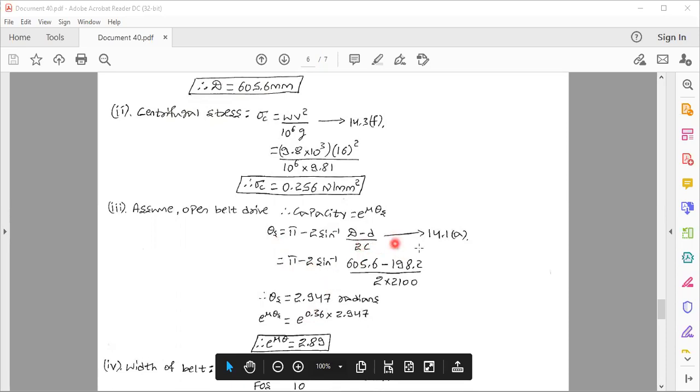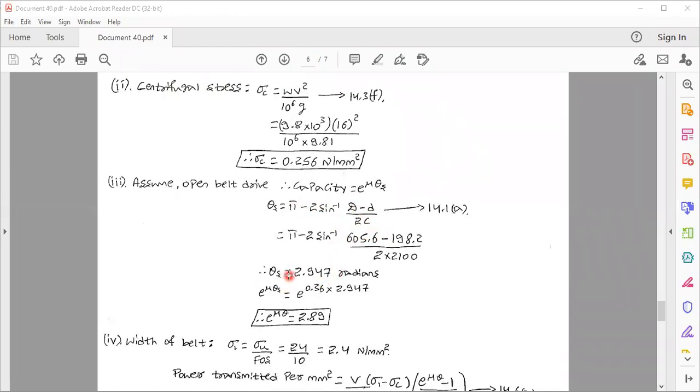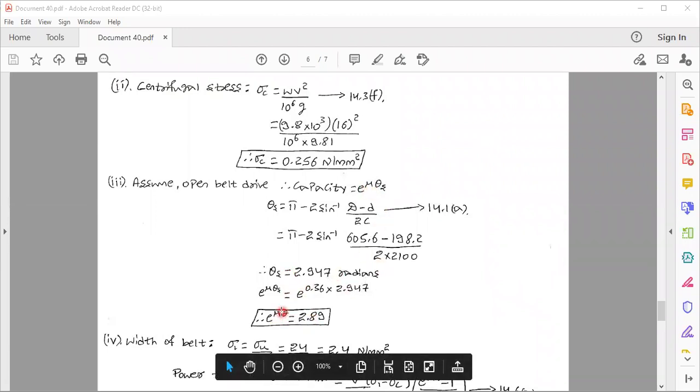Substitute the values. Angle of contact for the smaller pulley from 14.1 A. Substitute all the values, and from this you will get theta s. Substitute that in the capacity formula. From this you will get e raised to mu theta. This is nothing but the capacity of that belt drive.